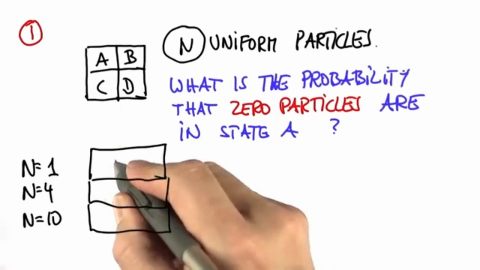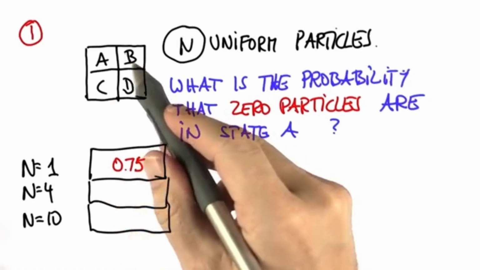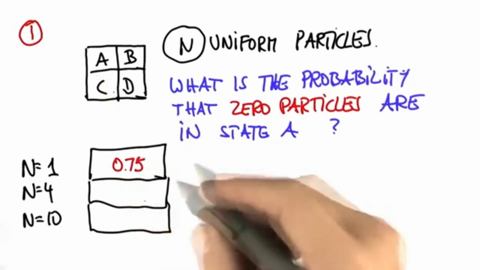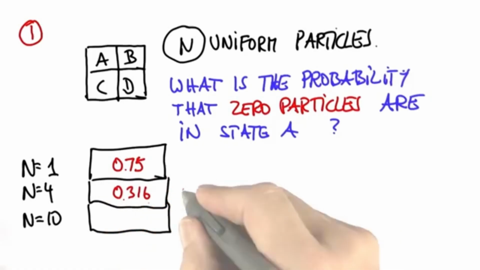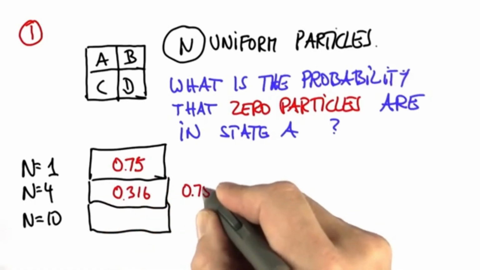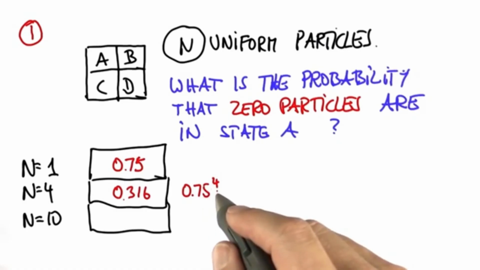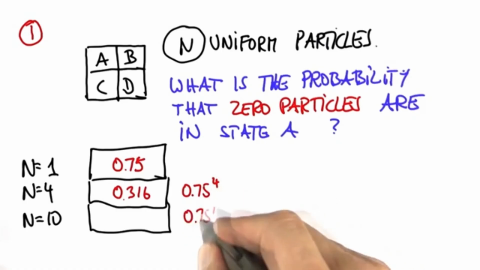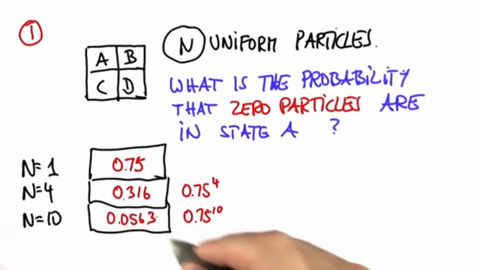For n equals 1, it's 0.75, with a 3/4 chance the particles will find themselves in B, D, or C. And there's only a 1/4 chance that the particle is in A. For n equals 4, it's 0.316, which is the same as 0.75 to the 4th. For each particle, we have a 75% chance to be outside A. 0.75 to the 4th are the chances all 4 particles are outside A. And as we move on, we get 0.75 to the 10th, which is 0.0563.